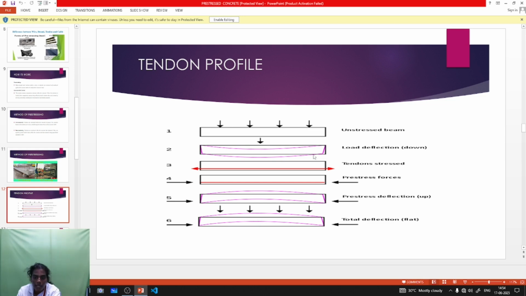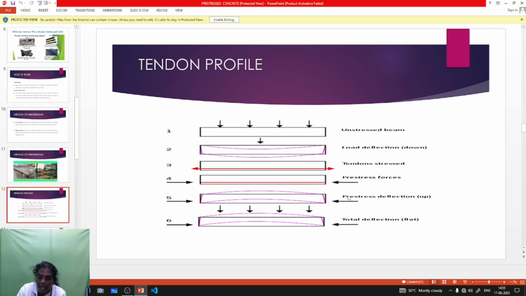So this first one is the unstressed beam. Unstressed means the load is not acted. Then the load is applied, and you get the downward deflection. Then tension is stressed. The tension means a group of steel is induced to the member, and the prestressing force is acted. Then release, cut down the steel and release the steel. You get the prestressing force, and then the upward deflection.